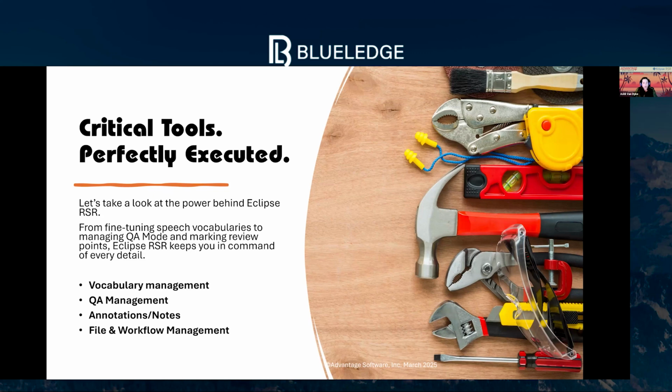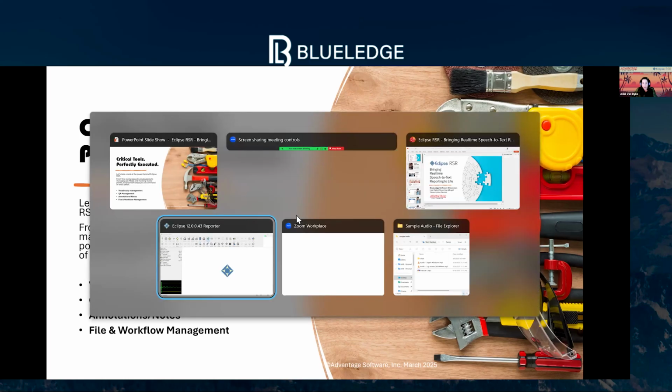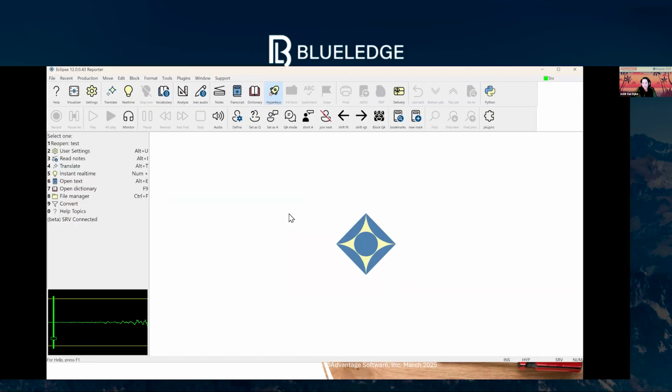So let's go ahead and go into Eclipse and take a look at how Eclipse RSR works in action and how some of these tools actually apply in the real world. The way that I have Eclipse configured right now, it is just recording everything that we hear in this meeting. And we call that loopback recording. This is the same thing that you would use if you were doing a Zoom meeting on your own. And so starting a real-time job in Eclipse RSR is incredibly easy. All you have to do is press the real-time button.